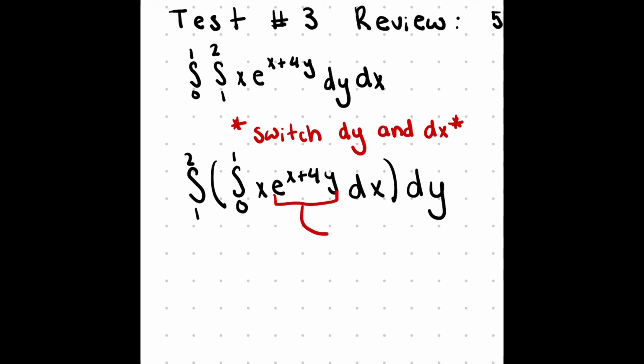And then looking at this, I figured out that e to the x plus 4y, you can break that up into e to the 4y times e to the x. So I decided to break that up to make this easier to do when we go to do the antiderivative. And so then I just rewrote the problem with e to the 4y and e to the x.